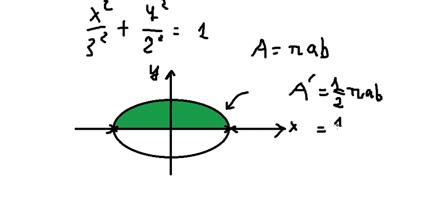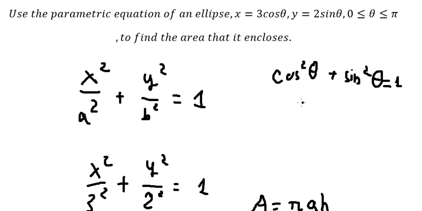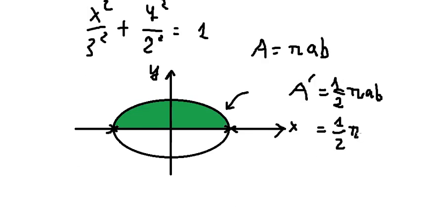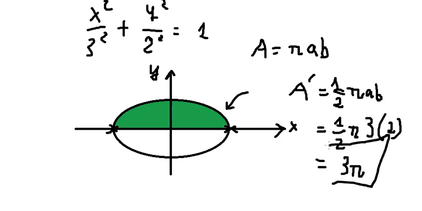So a is number 3. B is number 2. So we calculate this one and we get 3 pi. And this is the final answer. That is the end.